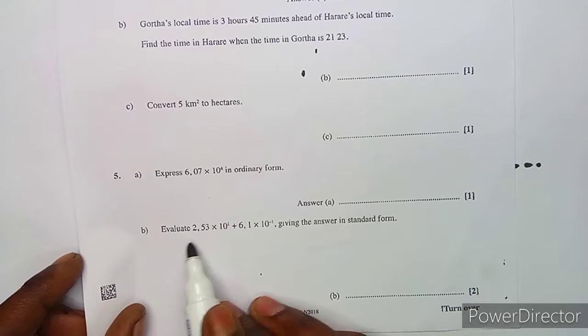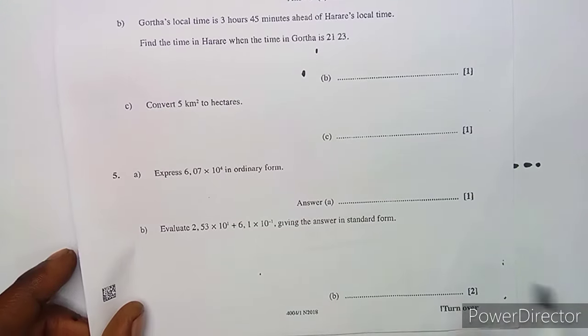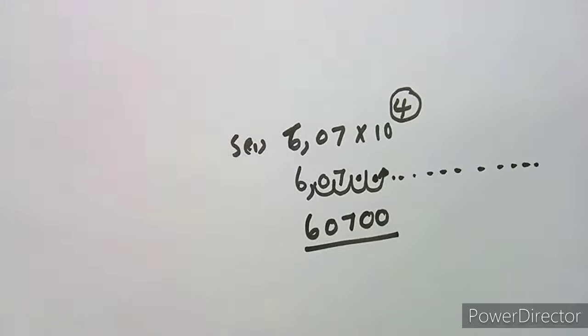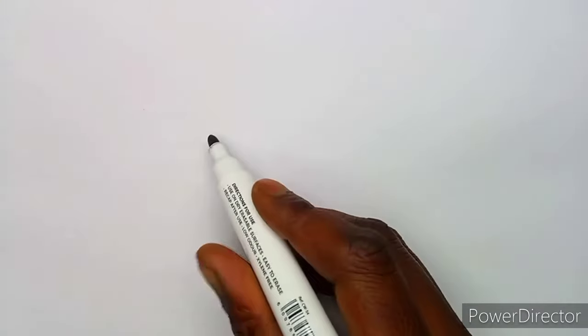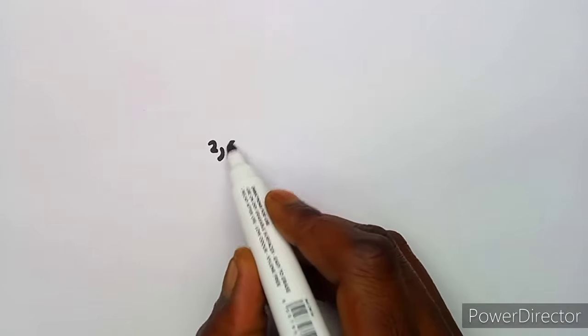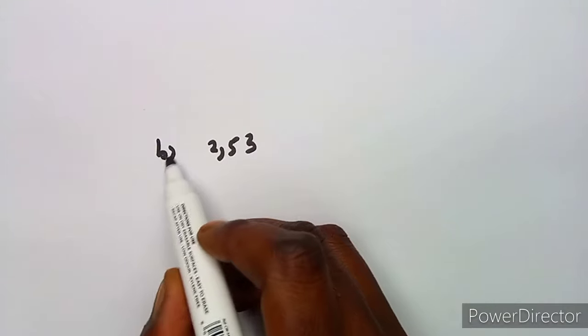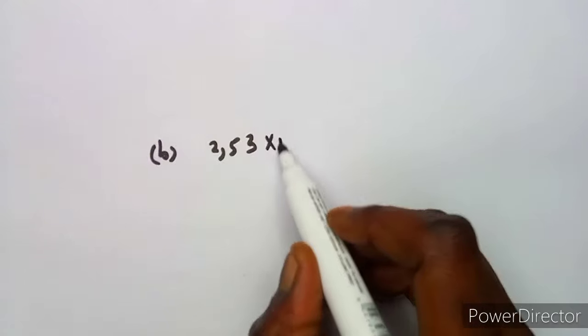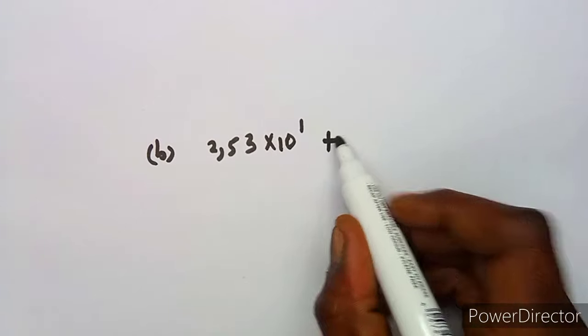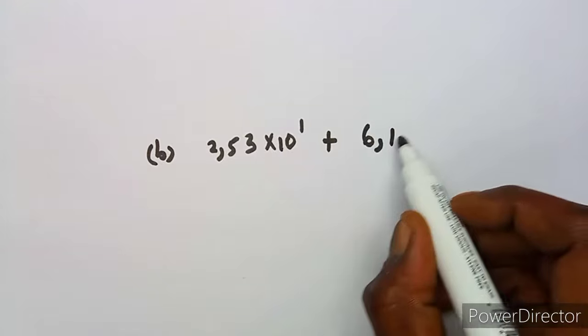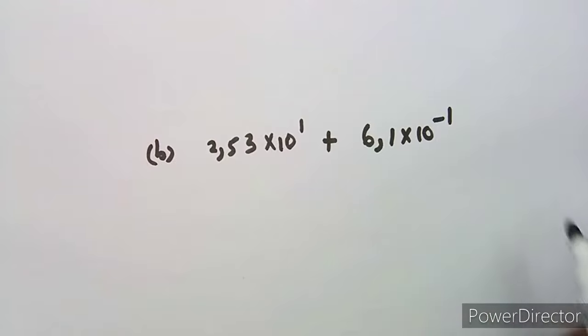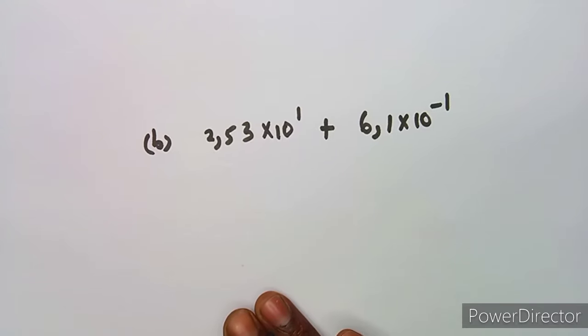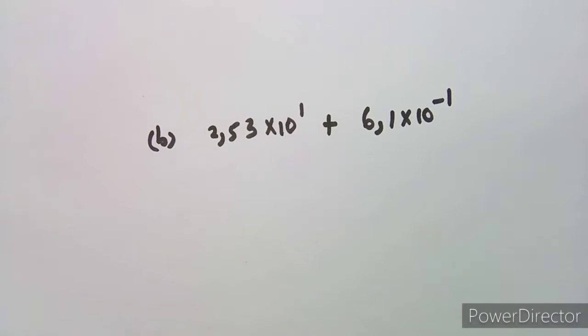Then on B, we are asked to evaluate these numbers, giving your answer in standard form. Whenever you are adding numbers in standard form, remember guys, I told you that we have many ways we can use, but the easiest way that cannot make you have mistakes is to just convert the given numbers to ordinary form. It's going to be much easier. Then you add, because you are used to adding numbers in ordinary form.